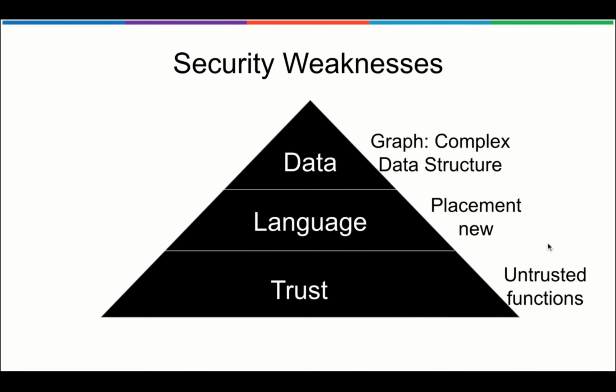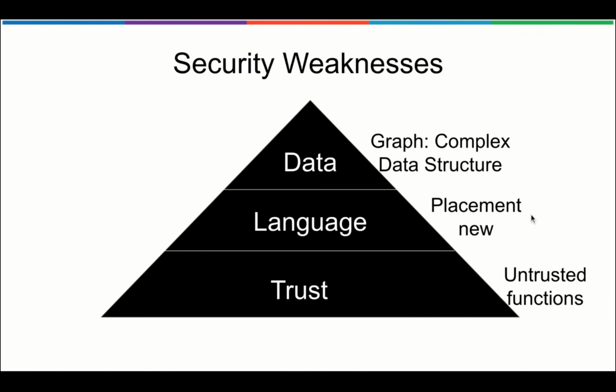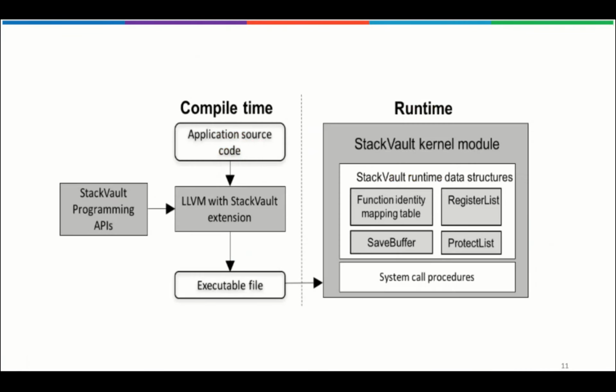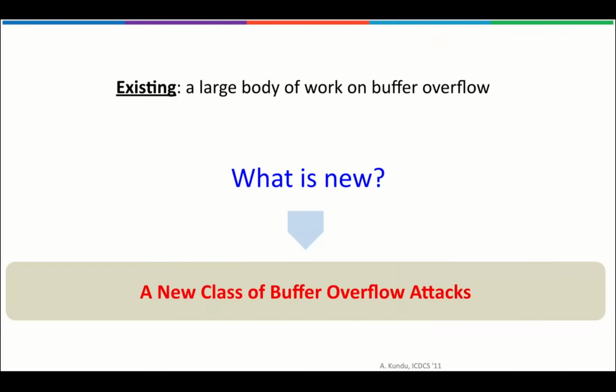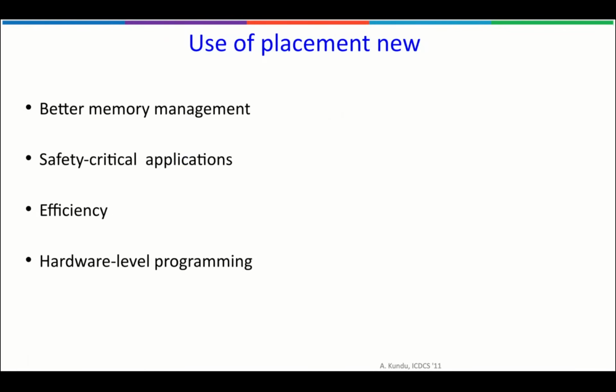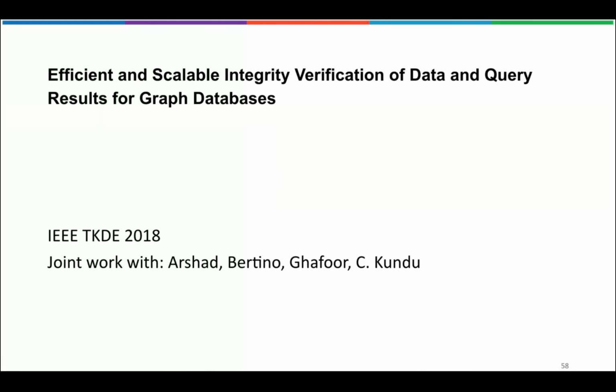Now, as I said, untrusted functions that work on the stack was a joint work with Chi Zhang and others from IBM TJ Watson Research Center. Placement new was a joint work with Elisa Bertino from Purdue University. And then the graph data structure is a joint work, again from when I was at IBM TJ Watson Research Center, with people from Purdue University.